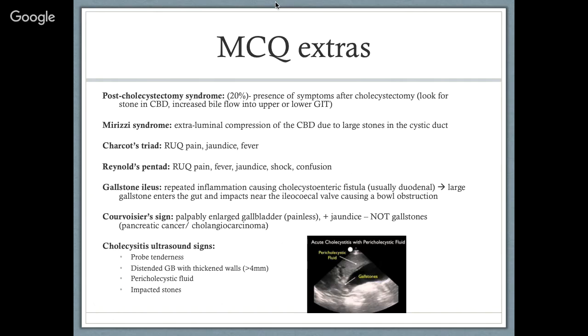And just again, some ultrasound signs, you might get probe tenderness, which is conceptually similar to Murphy's sign. When you press on the inflamed gallbladder, it will hurt. Distended gallbladder with thickened walls, so greater than 4 millimetres, and you might see impacted stones. Any questions so far?